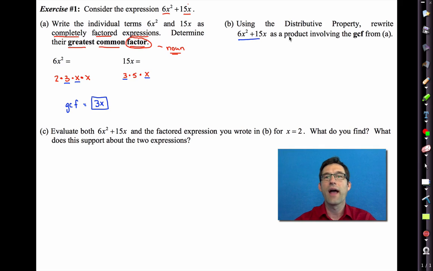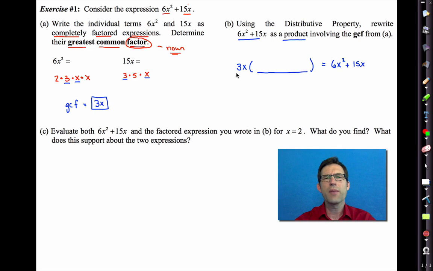this binomial as a product, in other words, I'm going to factor, involving the GCF from A. So watch what I'm going to do. I'm going to write down 3x, and then I'm going to put down a parentheses. Now what I want to do is put something in this parentheses so that when I multiply this all out, it's equivalent to 6x squared plus 15x.